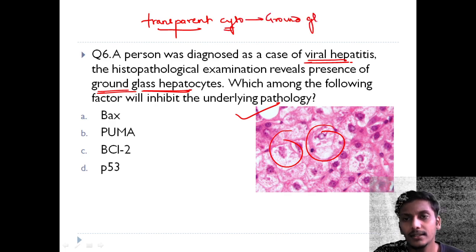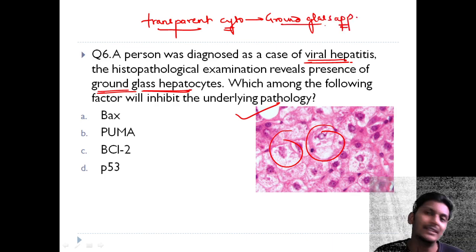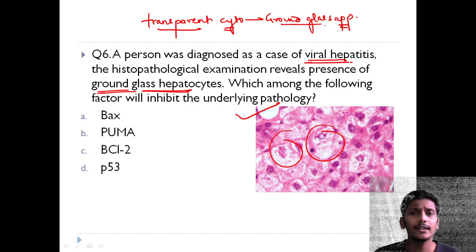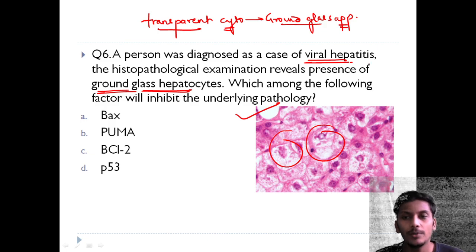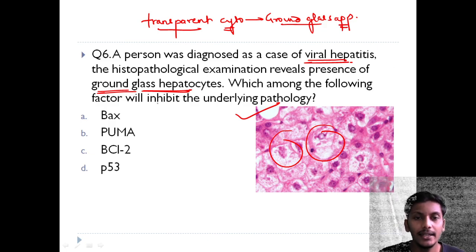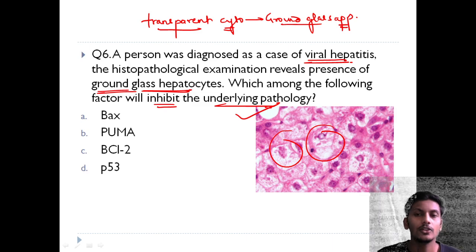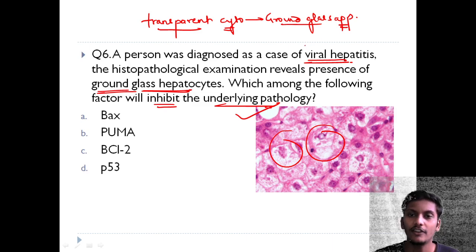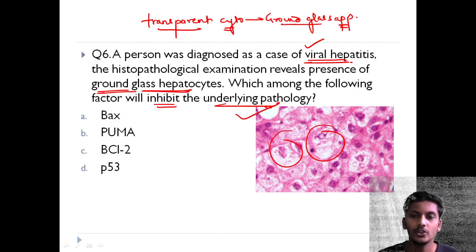Please remember, guys, ground glass appearance can be seen in cases of necrosis, and it can also be seen in cases of apoptosis, right? It is seen in both. So which among the following factors will inhibit the underlying pathology? First of all, we need to know what the underlying pathology is in this case. The person is suffering from viral hepatitis. The liver biopsy given over here shows some ground glass hepatocytes, okay?